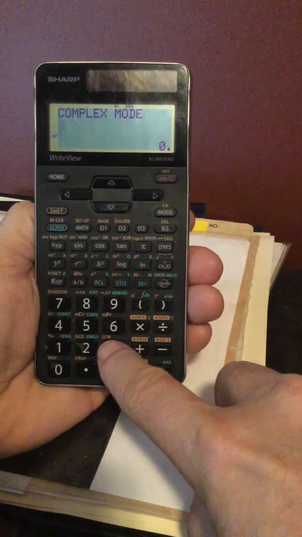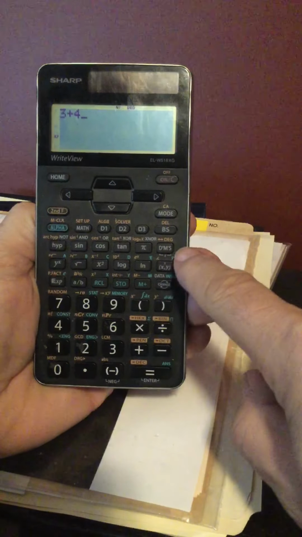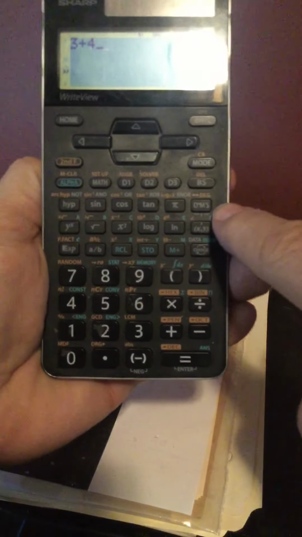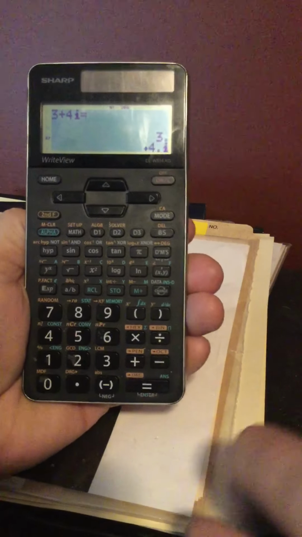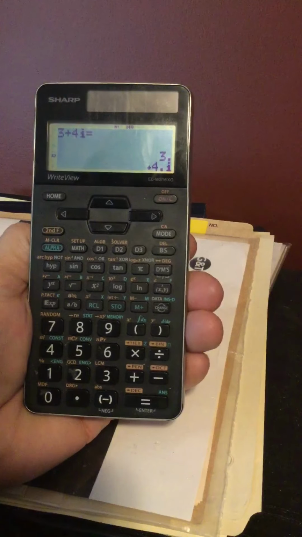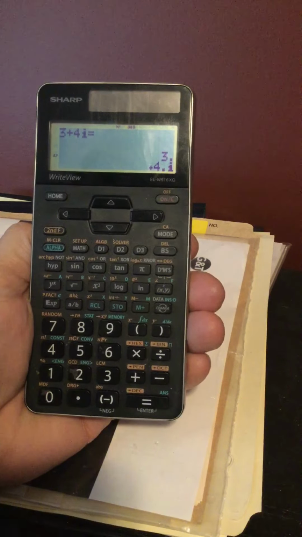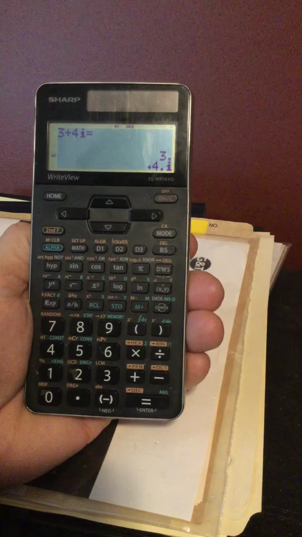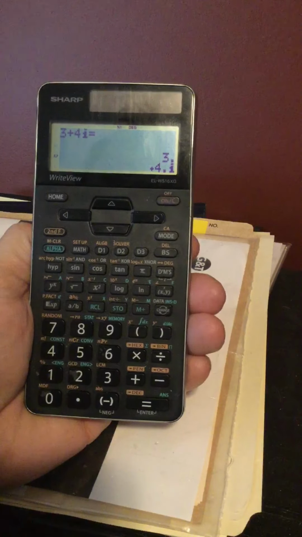So if I were to type 3 plus 4, and then underneath this button, you'll see a little i there. See the i? Press that. I'm just going to press equals, and nothing happens, except it puts the 3, which is the real component, or the X component, on one line, and the 4, which is eventually going to be called the imaginary part, or the Y component, on the next line.